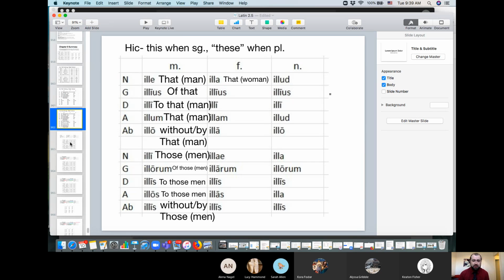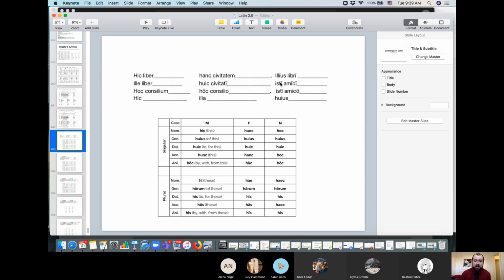Good. And there's one more, there's kind of another version of illa, but we'll talk about it later. Okay, so how does this actually work when translating? Let's look at some examples here.